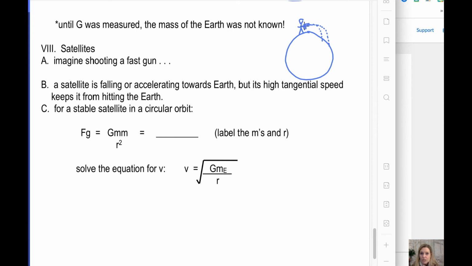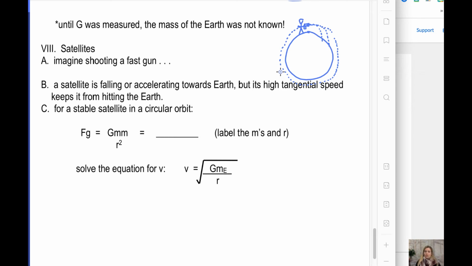So it is falling all the time. But what if it is really fast? You figure out what's going to happen. This is what happens when people have guns. Did you like that? So what happened? What happened was his bullet was able to orbit the Earth.